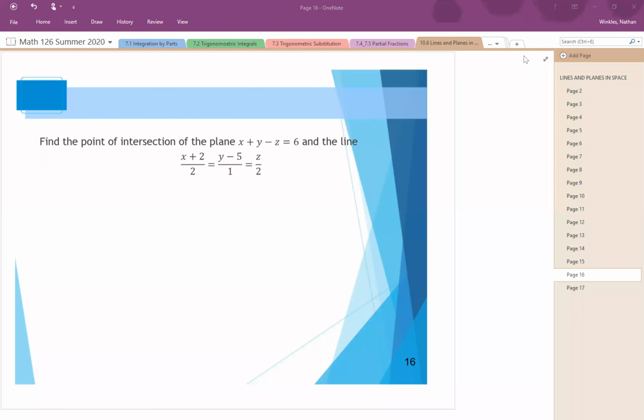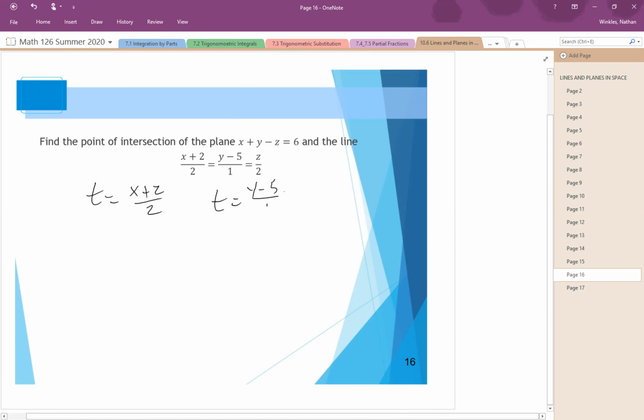So to see the direction vector, let's first break this apart. t equals (x plus 2) over 2, t equals (y minus 5) over 1, t equals z over 2. So let's resolve for our x, y, and z. 2t minus 2 equals x, t plus 5 equals y, 2t equals z.